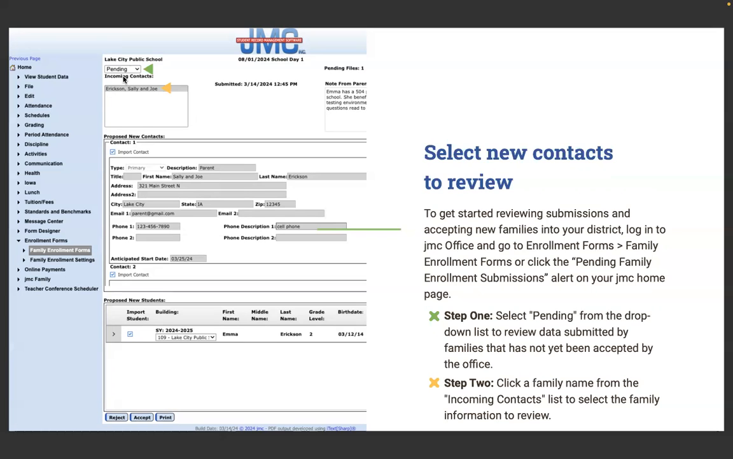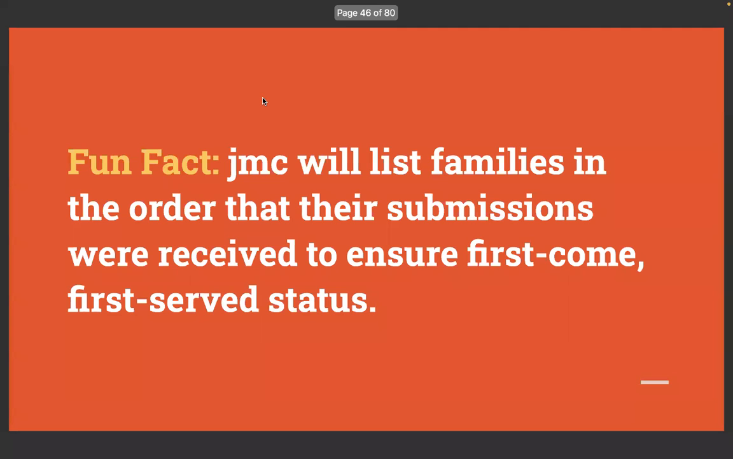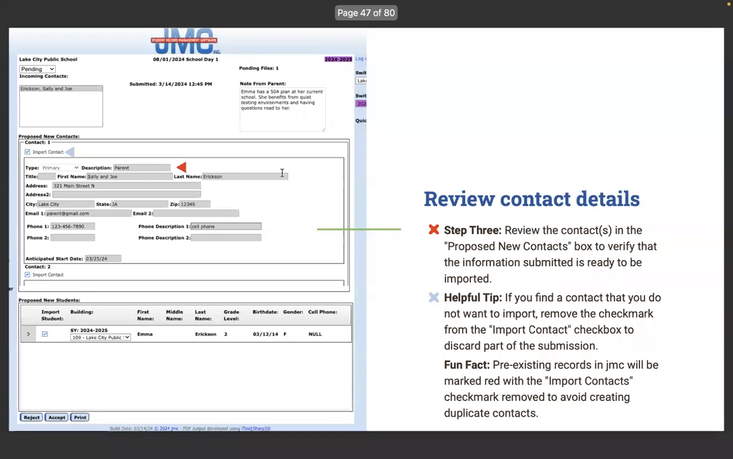Step 2, click a family name from the incoming contacts list to select the family information to review. If you have multiple families that have submitted their information, you're going to see a list right here in this box in the order that they were received. And that is what this fun fact is about. JMC will list families in the order that their submissions were received to ensure a first come, first served status. And that's significant for some of our private and charter schools that have a limit of families who can apply.